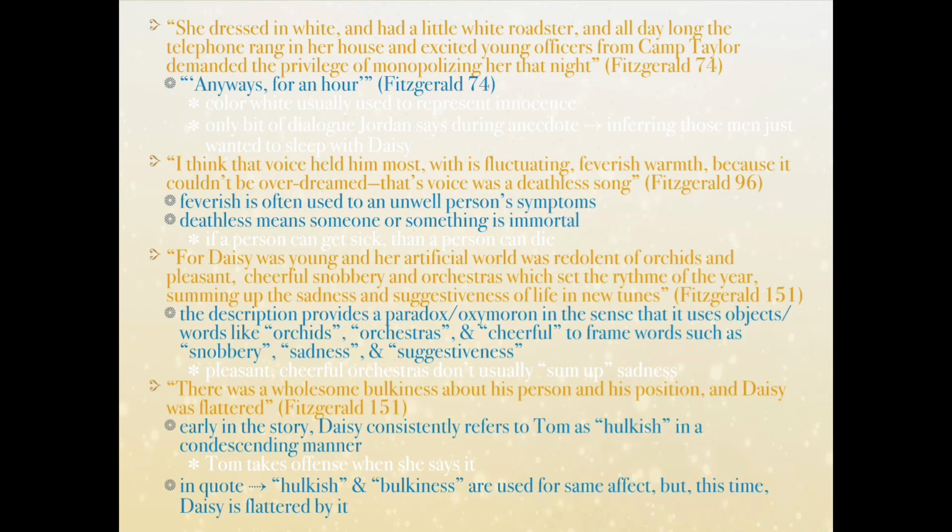Another example is, "For Daisy was young, and her artificial world was redolent of orchids and pleasant, cheerful snobbery, and orchestras which set the rhythm of the year, summing up the sadness and suggestiveness of life in new tunes." Fitzgerald 151. The description provides a paradox and oxymoron in the sense that it uses objects and words like orchids, orchestras, and cheerful to frame words such as snobbery, sadness, and suggestiveness. Pleasant, cheerful orchestras don't usually sum up sadness.